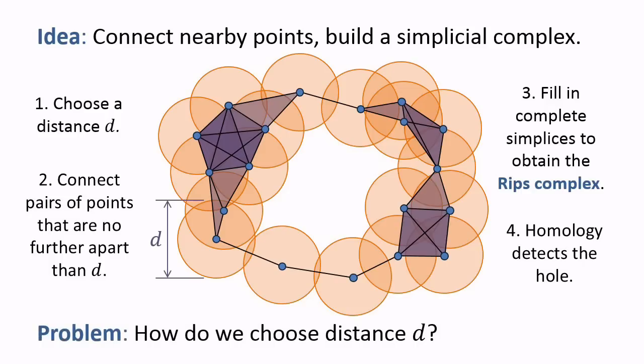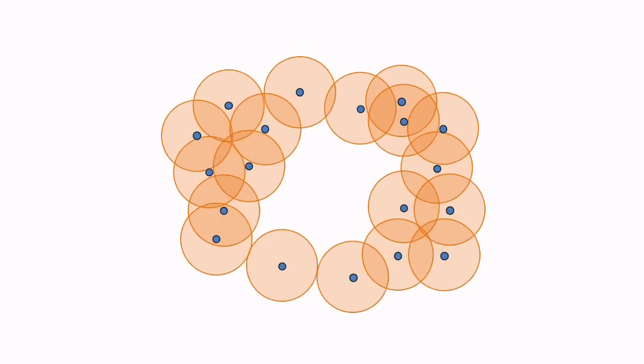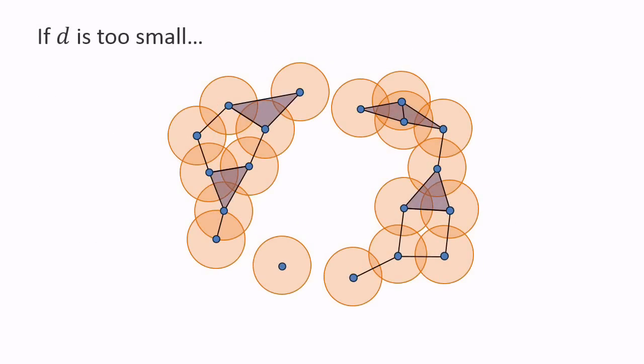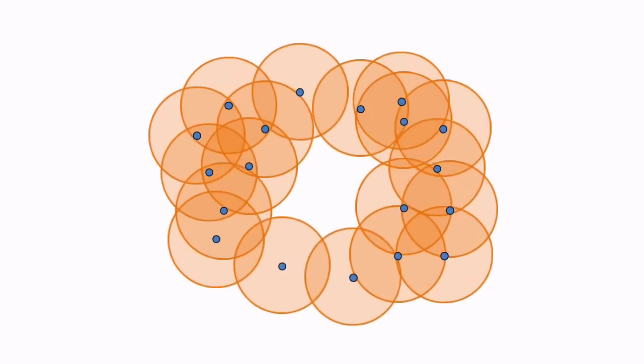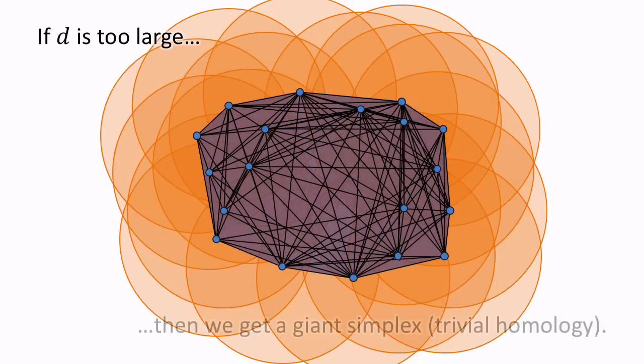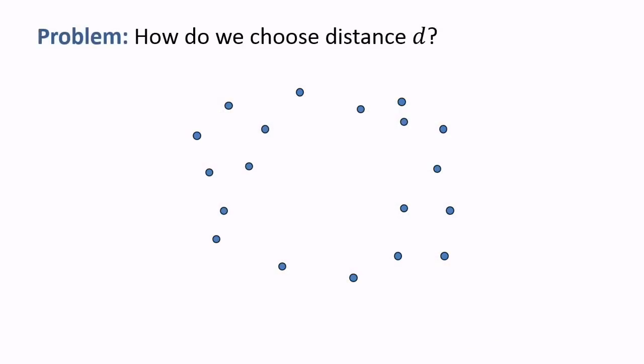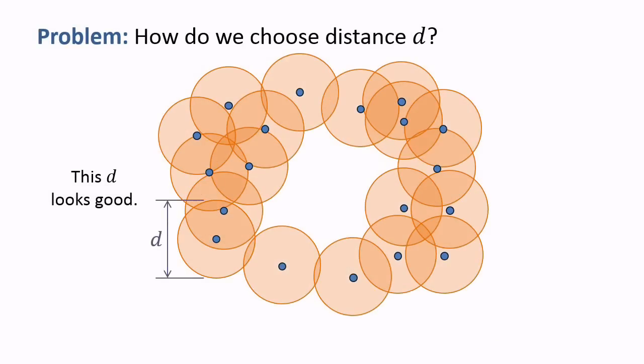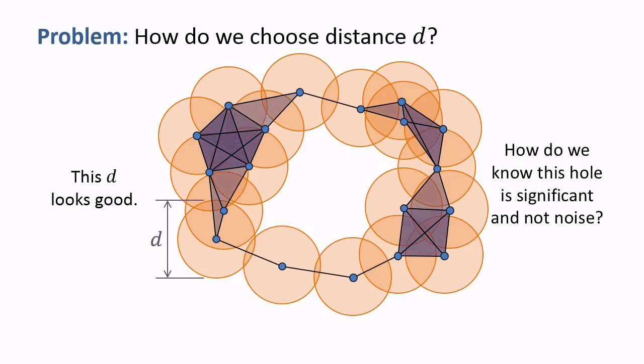There is still a problem, however. How do we choose the distance d? If d is too small, we might see multiple connected components and small holes that are artifacts of the sampling. In short, we detect noise. On the other hand, if d is too large, then any 2 points get connected, and we get a giant simplex, which has trivial homology. We don't know what distance to choose without some special insight. This choice of d reveals a single hole, but how do we know it is significant and not noise?